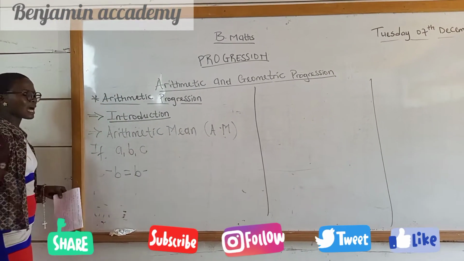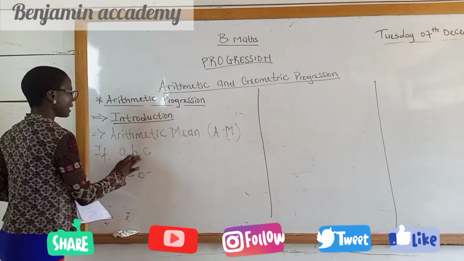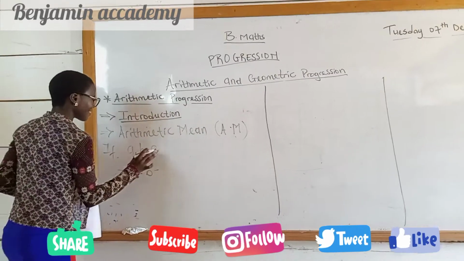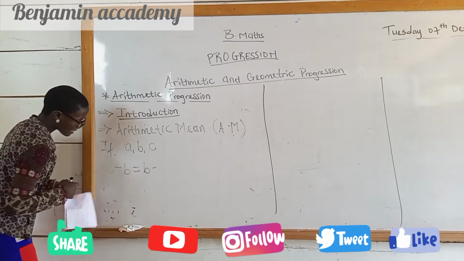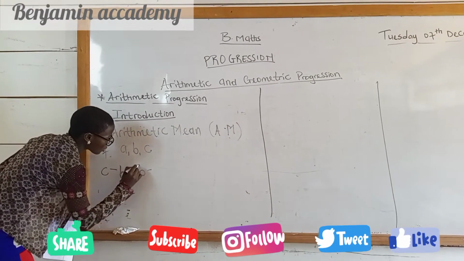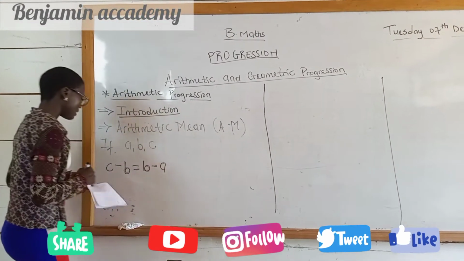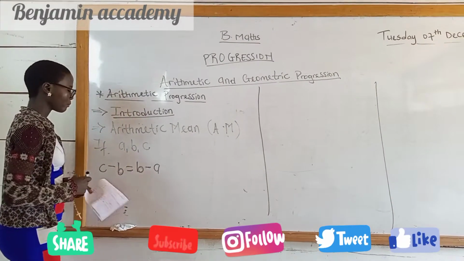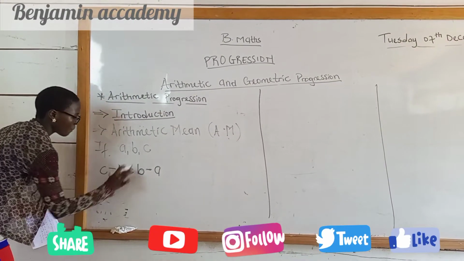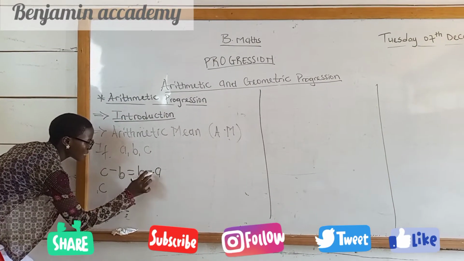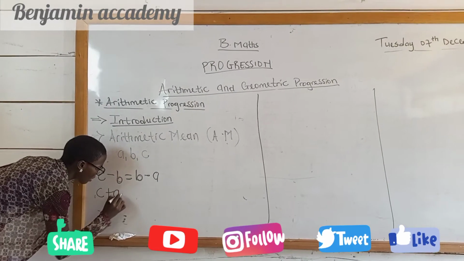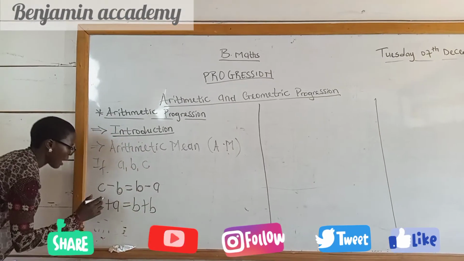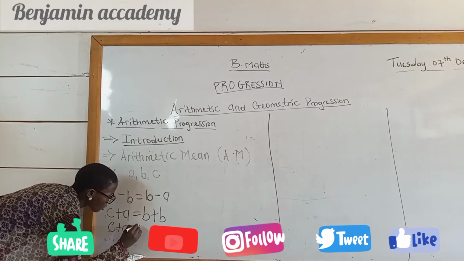Consider these as three consecutive terms. If we say C minus B is equal to B minus A, this is the formula to calculate the common difference: you take the succeeding term minus the previous term. Then we bring like terms together. B will go that side, which is C, this A will cross and become positive, this B will cross and become positive. Then we say C plus A is equal to 2B.